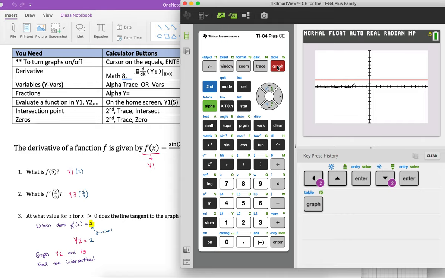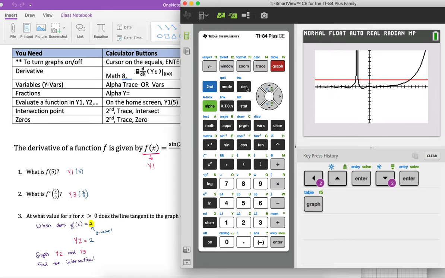Notice the derivative takes longer. The derivative, it has to process it. And there we go. Okay, so it looks like it's in two different places, but go back to the instructions. It says for x greater than 0. So we don't want this value to the left. We want the one value here. So it's kind of far away.